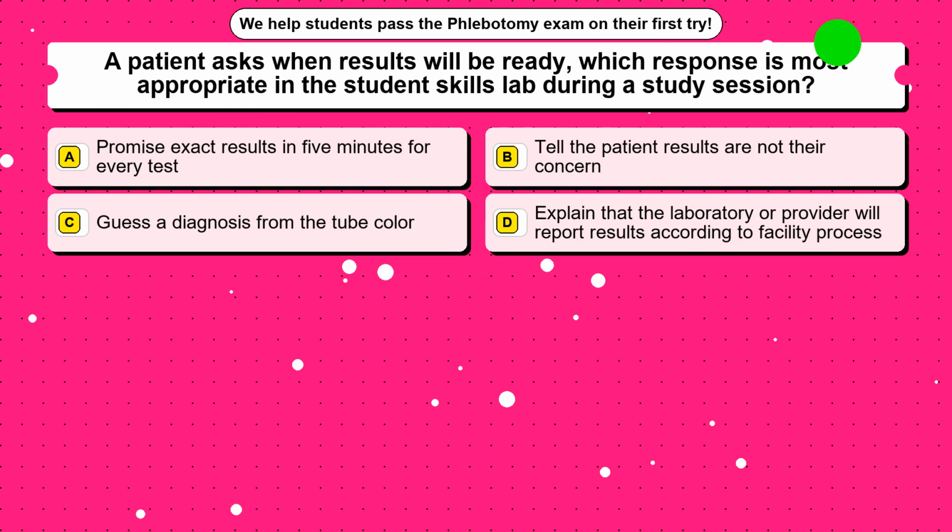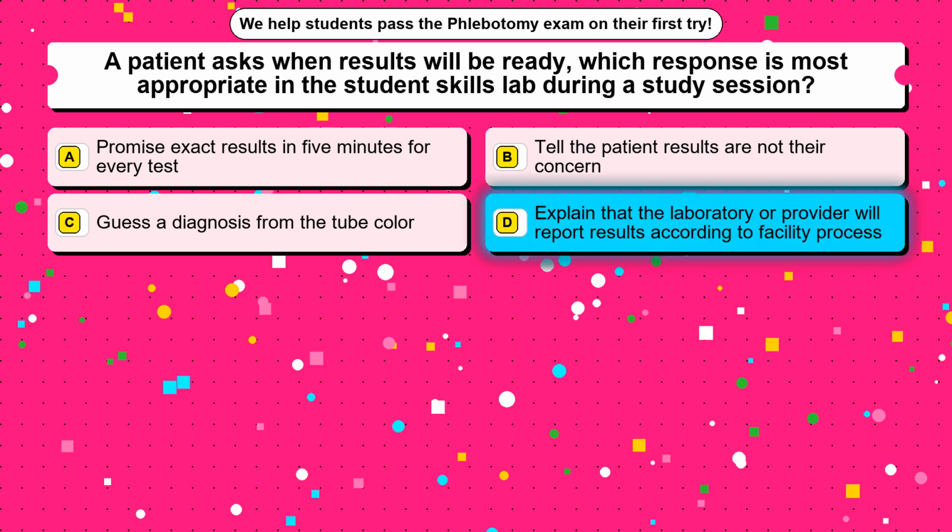Question 88. A patient asks when results will be ready. Which response is most appropriate in the student skills lab during a study session? Option A: promise exact results in 5 minutes for every test. Option B: tell the patient results are not their concern. Option C: guess a diagnosis from the tube color. Option D: explain that the laboratory or provider will report results according to facility process.